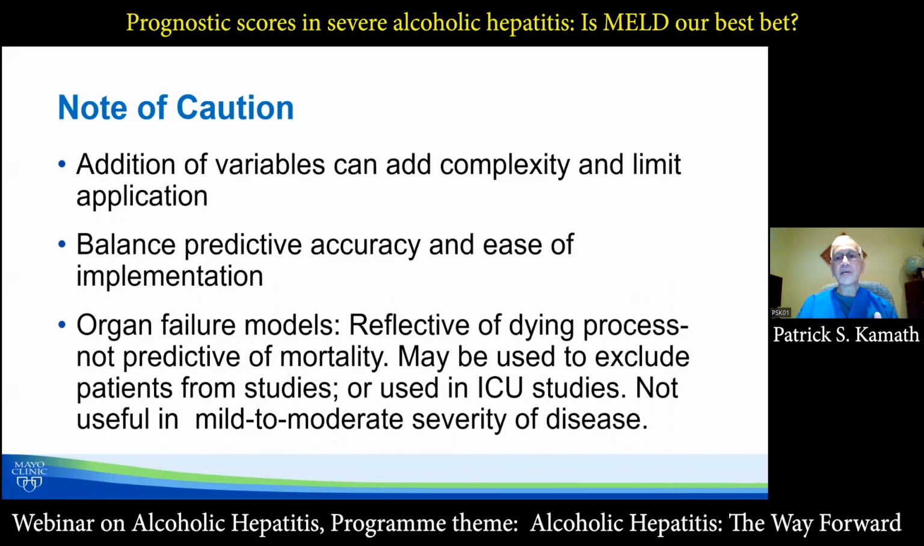Organ failure models are reflective of the dying process. They're not predictive of mortality. They may be used to exclude patients from studies, may be used for ICU studies. And remember, you cannot use organ failure scores if you're studying mild to moderate severity of disease.